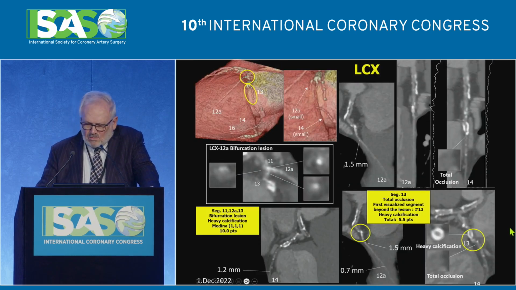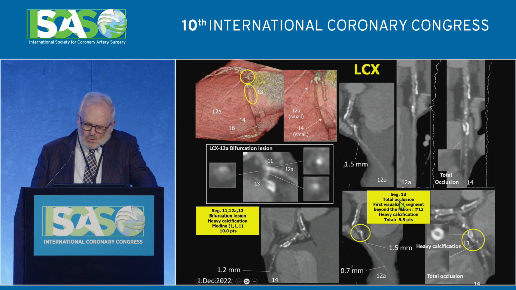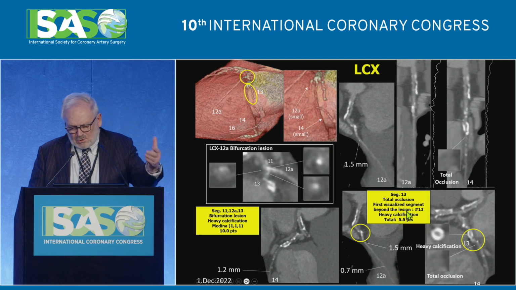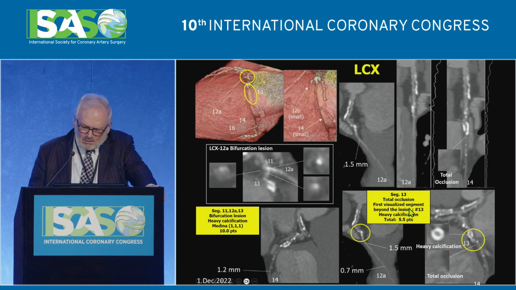And finally, the circumflex, which is a total occlusion. You visualize beyond the lesion. That's the big advantage of the multi-slice CT scan. But the 13, which is in the groove between the left atrium and the left ventricle, also heavy calcification. And then if you look at the proximal circumflex and the first obtuse marginal, again, bifurcation lesion, heavy calcification, Medina 111.